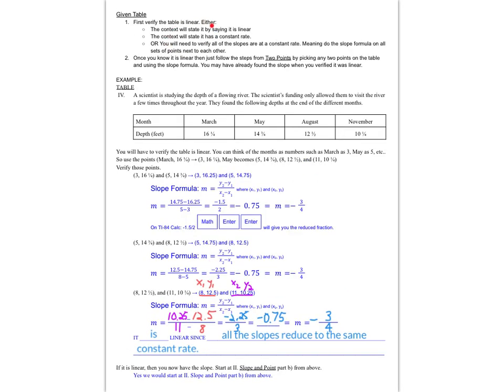So again, with tables, they have to tell you it's linear, tell you it's a constant rate, or you have to find the slopes between all of them. If they are the same, or relatively close in a real world problem, we can make a linear equation using the slope and one of the points to find our equation. Use that equation to predict future outcomes.